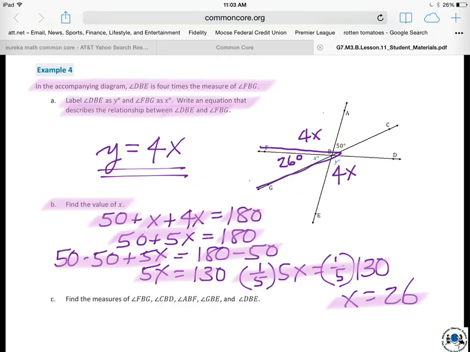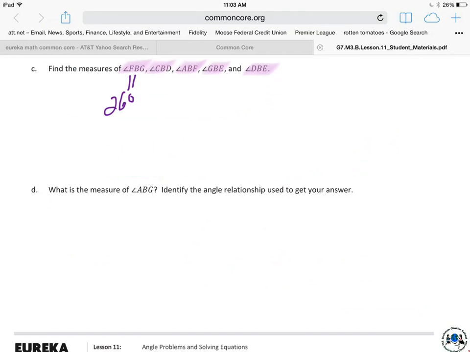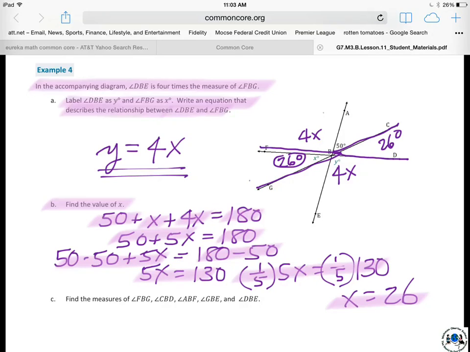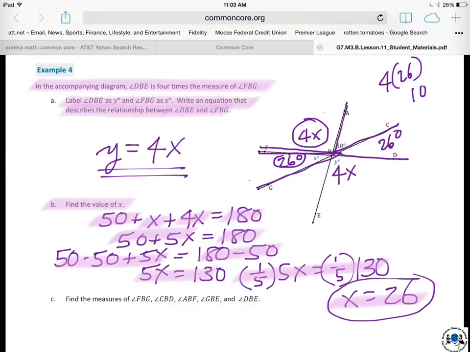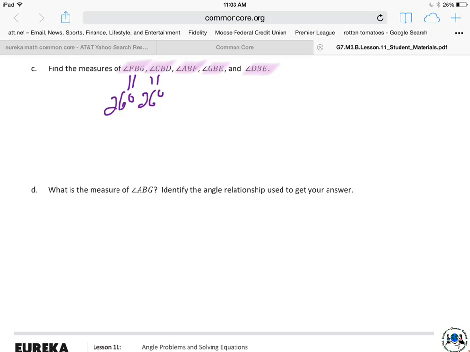How about CBD? CBD is also going to be 26 degrees, and that's based on the fact that it is vertical to this 26 degree angle over here, and therefore equal. So that equals 26 degrees. How about ABF? ABF is 4 times x, and if we know x equals 26, we could just do a little multiplication magic. And that equals 104 degrees. So ABF equals 104.